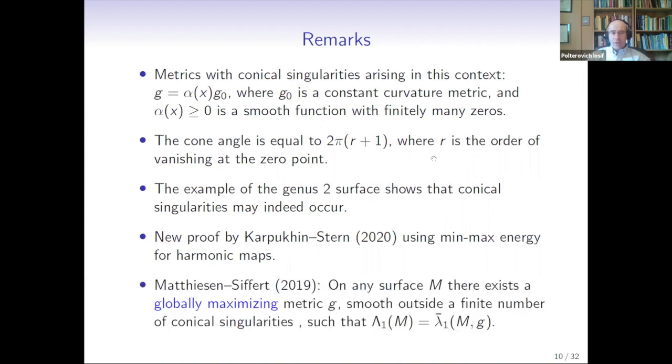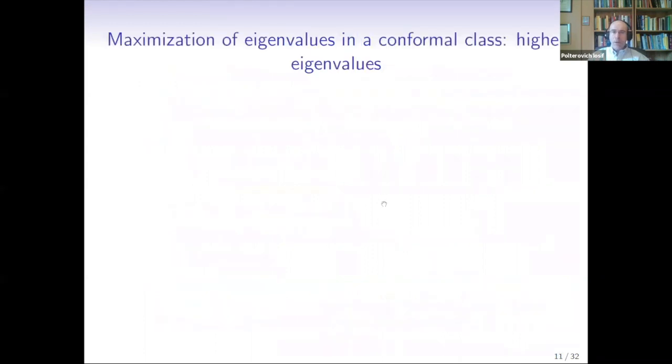Finally, I already mentioned the talk of Henrik. There is a recent very important theorem by Matheson and Ziffert that says that on any surface there exists a globally maximizing metric, which is smooth outside a finite number of conical singularities, that produces a global maximizer of the first eigenvalue. And once again, the proof there hinges upon the conformal statement. You first have to show that everything is good in the conformal class, and then you show that when you vary the conformal class, things don't get worse. Okay, so that's the story about the first eigenvalue.